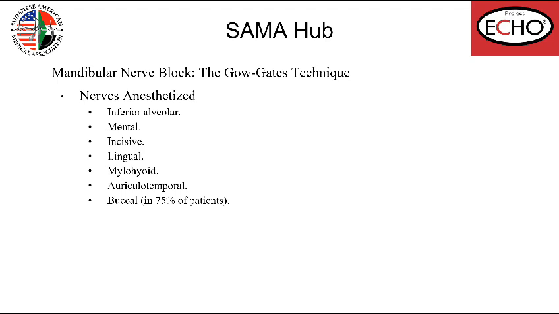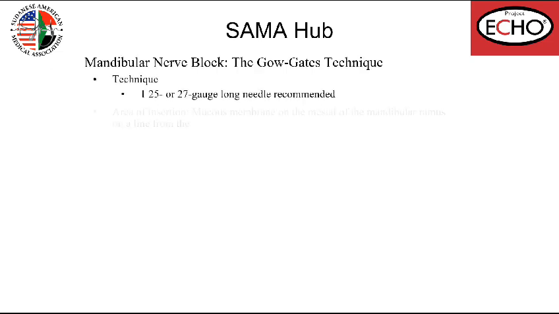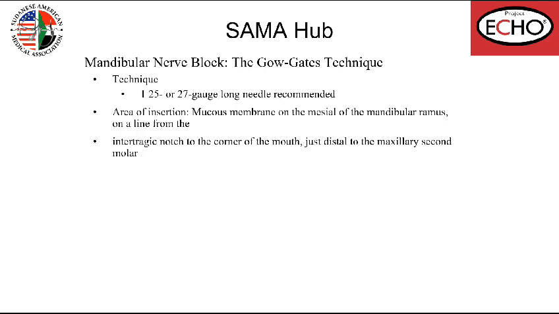In the inferior alveolar nerve block, I am targeting the nerve after giving these branches. So I am emphasizing the inferior alveolar nerve, mental and incisive, which are the terminals of the inferior alveolar itself, and lingual nerve. But here, mylohyoid, auriculotemporal, and buccal nerve in 75% of patients.